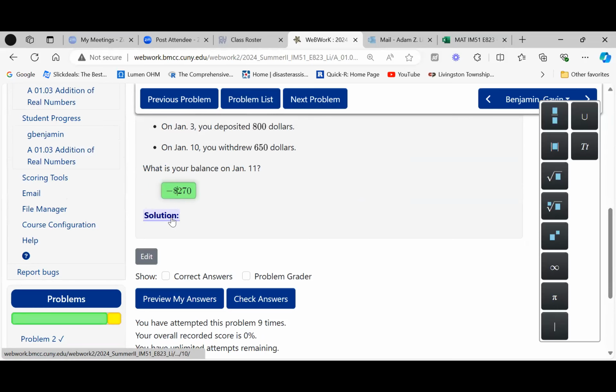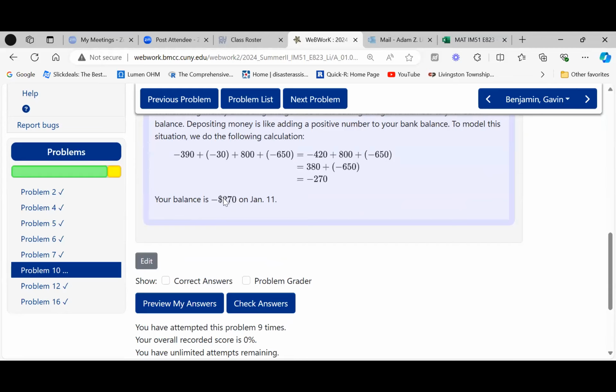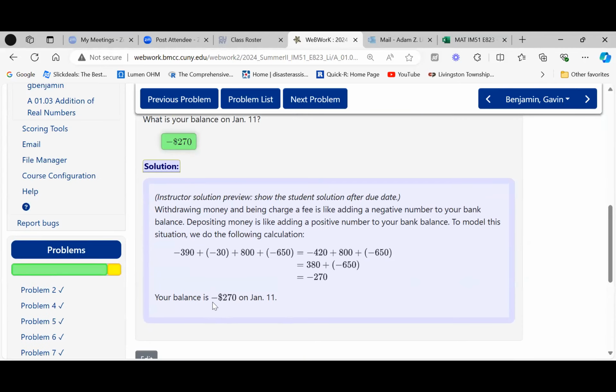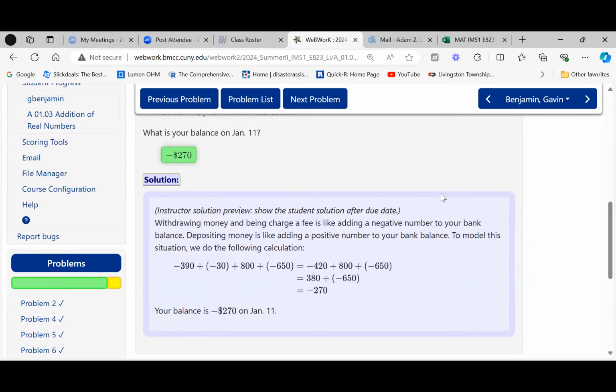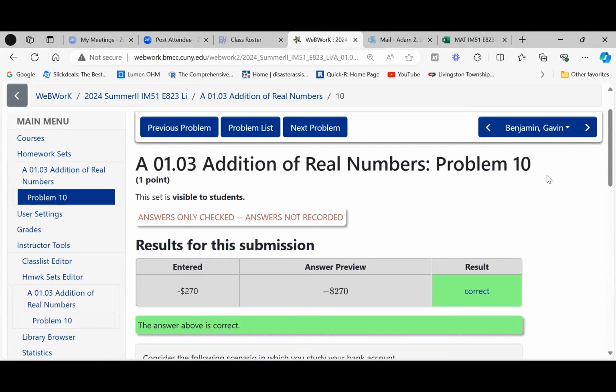But if you look at the solution, do you guys have access to the solution? No. Oh, okay, I see. So if they put a dollar sign in front of it, it's 270. But it's okay, right? You know what happened.